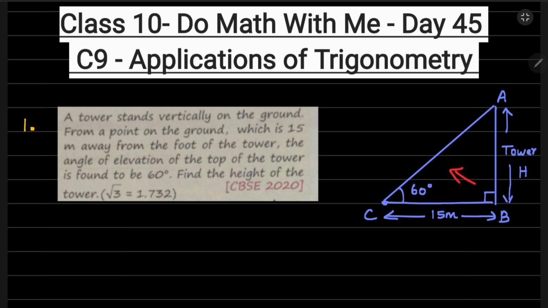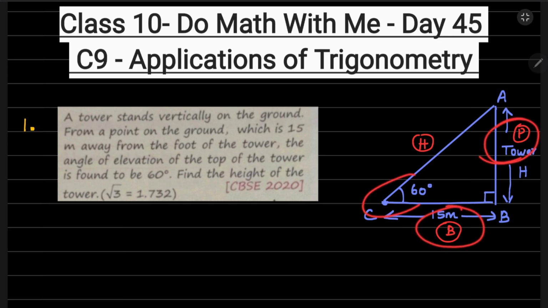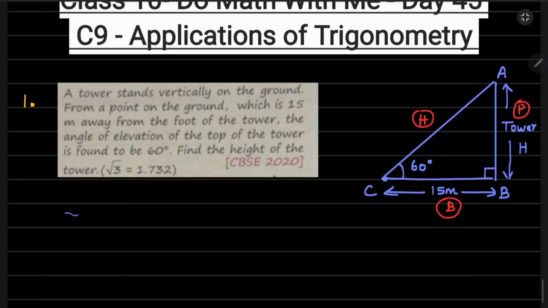The side which is right in front of your 90 degrees is your hypotenuse. This angle is your reference angle. The side which is right in front of your reference angle is your perpendicular. So this happens to be the perpendicular, and the last one is your base. What do you need now? What do you have to find? You have to find the height of the tower. The height of the tower is the perpendicular, right? What are you given? You are given the base, right? You have to find the perpendicular, you are given the base, and you are given the angle theta. What is that trigonometric ratio which relates P and B? It is tan.